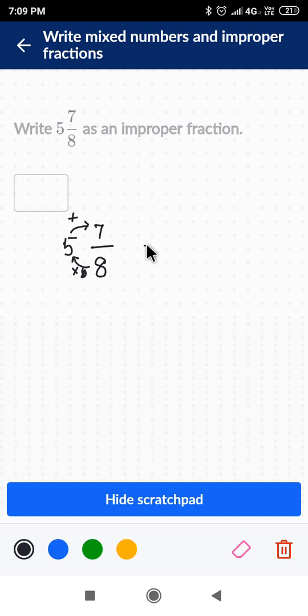So this will be equal to 8 into 5 plus 7 divided by 8, that is 8 5s are 40 plus 7, 47 divided by 8. In fact, you can perform this entire operation orally, as I will show you later.